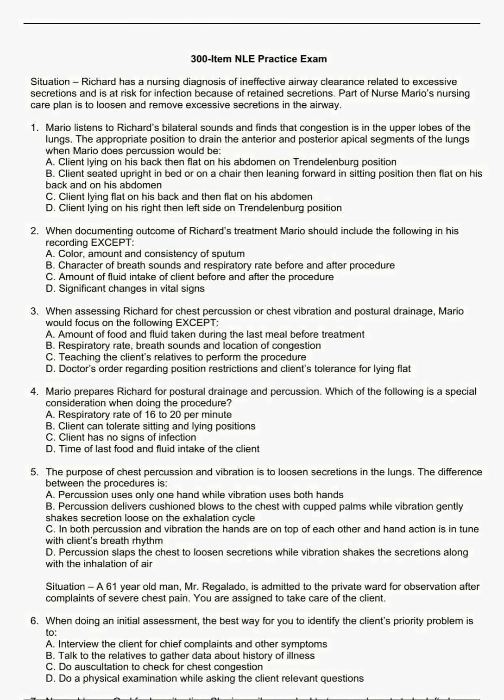5. The purpose of chest percussion and vibration is to loosen secretions in the lungs. The difference between the procedures is: A. Percussion uses only one hand, while vibration uses both hands. B. Percussion delivers cushioned blows to the chest with cupped palms, while vibration gently shakes secretions loose on the exhalation cycle. C. In both percussion and vibration, the hands are on top of each other and hand action is in tune with the client's breath rhythm. D. Percussion slaps the chest to loosen secretions, while vibration shakes the secretions along with the inhalation of air.